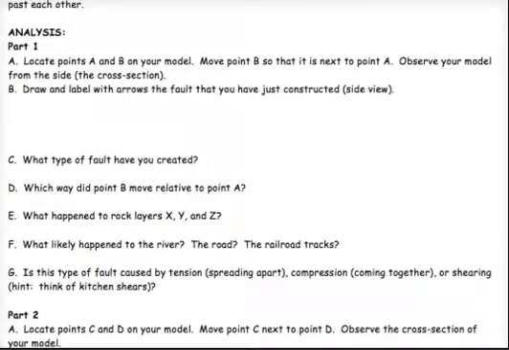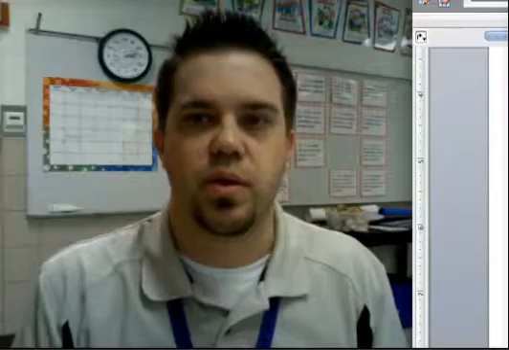So the analysis is where we actually start doing the lab. As we're going through this lab, if at any point you need to see something again, rewind the video or pause it and look at the picture that I'm going to show you. It says locate points A and B on your model and move point B so it is next to point A. Observe your model from the side, so the cross section of it. I'm going to show you what this means with the models, and then you'll have to pause it, and you might have to rewind it, and answer the questions that go along with part one. So we'll find points A and B, and then we'll line them up.